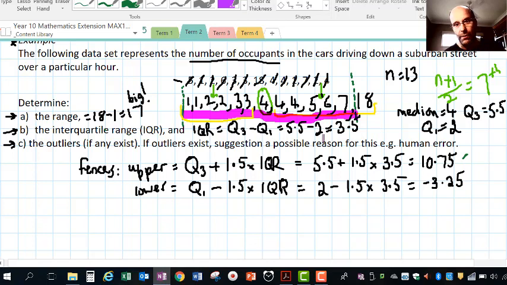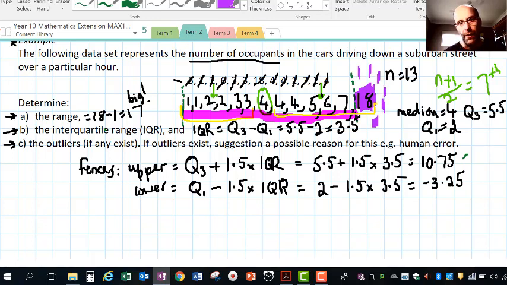So I've marked in the two fences, and that tells us then where we might find any outliers. We do have one there. It's 18. Okay, so our outlier is 18.